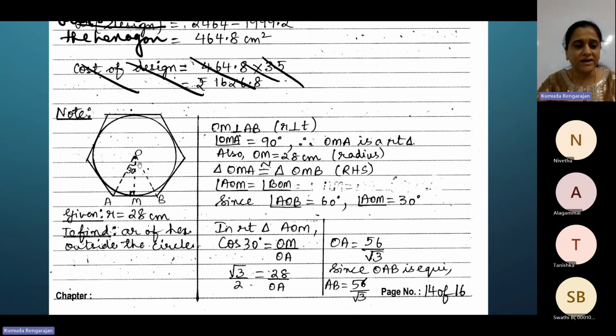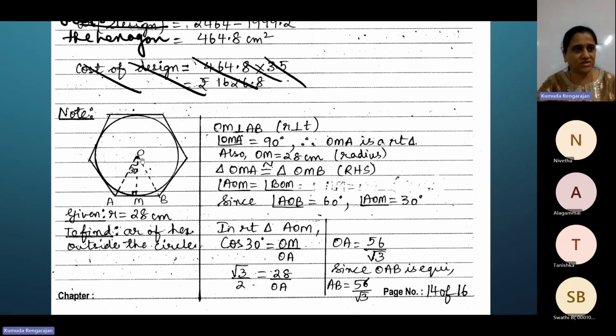And this angle at the center, because that's made by the hexagon, right? This point here at the center. The center of the circle also will be the center for the hexagon, where the sum of the angles is 360.